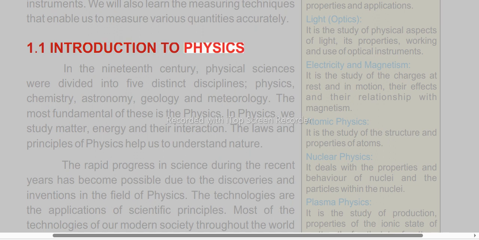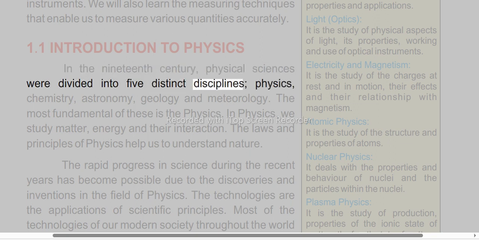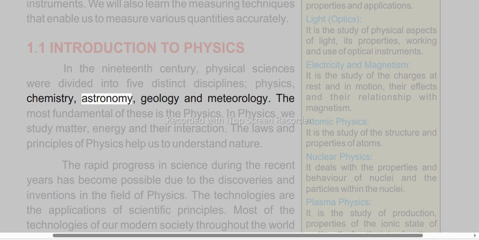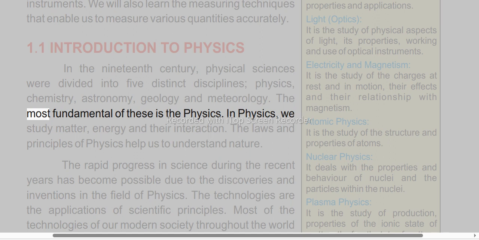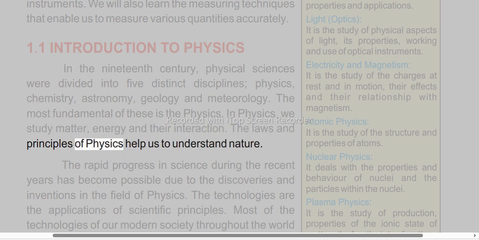1.1 Introduction to Physics. In the 19th century, physical sciences were divided into 5 distinct disciplines: physics, chemistry, astronomy, geology, and meteorology. Most fundamental of these is physics. In physics, we study matter, energy, and their interaction. The laws and principles of physics help us to understand nature.